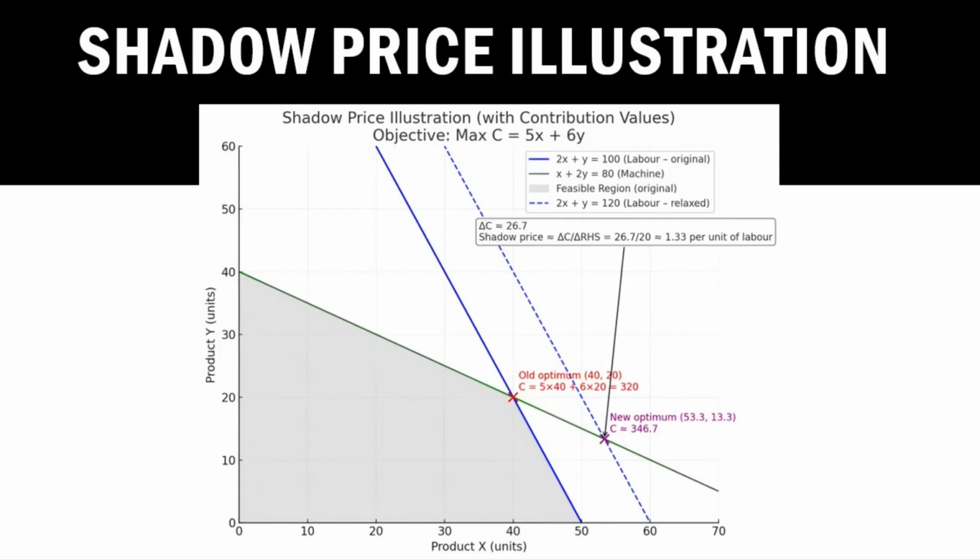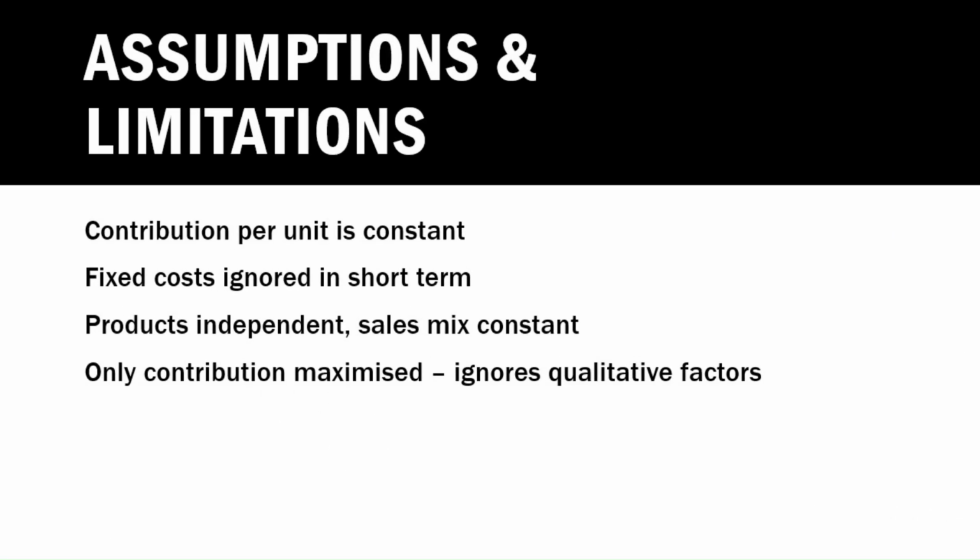Shadow price illustration. Here's an illustration. Originally, the labor constraint was binding at 100 hours, giving an optimum of 40 units of X and 20 units of Y with a total contribution of 320. When the labor constraint is relaxed to 120 hours, the feasible region expands and the new optimal point shifts to 53 units of X and 13 units of Y. At this new point, the contribution rises to about 347, which is an increase of around 27. Since this increase came from 20 extra units of labor, the shadow price is about 1.33 per unit of labor. This tells managers the maximum premium they should be willing to pay for one more unit of that resource.